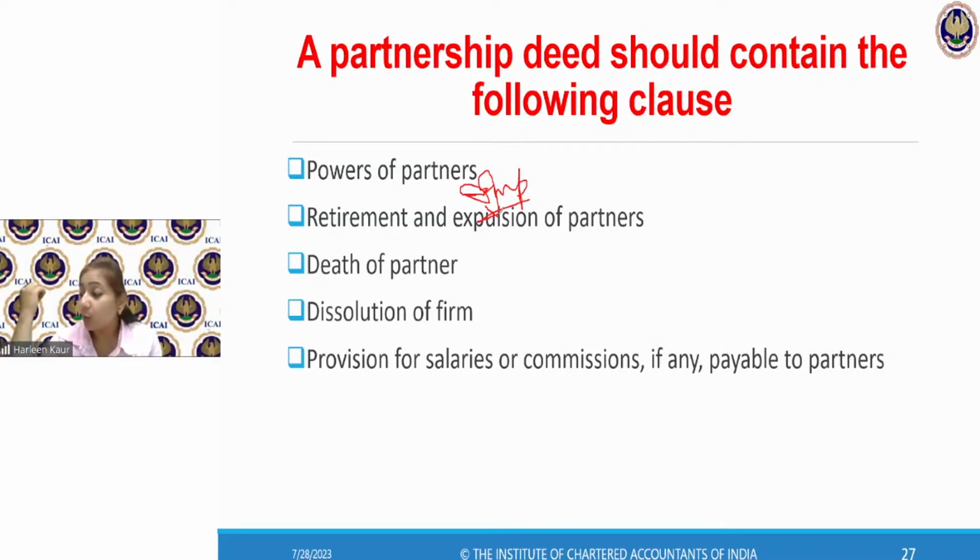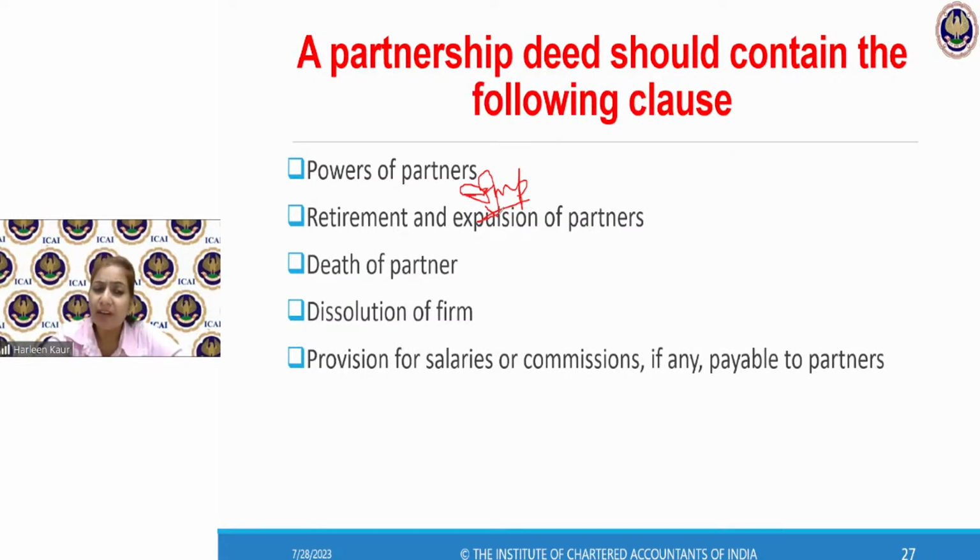Death of a partner: what will happen if a partner dies? How the legal representatives will share the profits, all these kinds of details are mentioned in the partnership deed. Dissolution of firm, again, we have a full-fledged chapter number 3 on registration and dissolution of firm. The partnership deed should talk about how the firm needs to be dissolved, meaning how the firm needs to come to an end. All right.